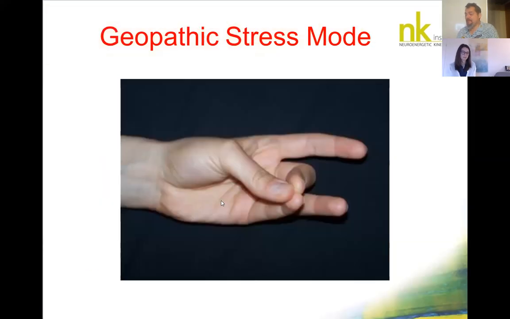This is a kinesiology mode for geopathic stress. I think it came from Richard Utt. Und das wäre jetzt der Mode für geopathischen Stress. Und ich glaube, der kommt von Richard Utt.